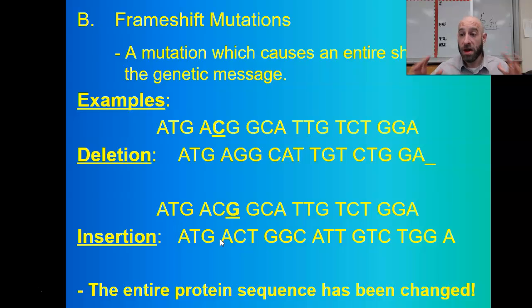If I compare frame shift to point mutations, frame shifts are usually much more dangerous, and that's because the entire strand of DNA gets affected. When you add a base or you take one away, everything has to shift. Everything either has to move up one or down one. And if they all move up one or down one, every single codon is going to change after that mutation. Now, in a point mutation, it's just going to be the one.